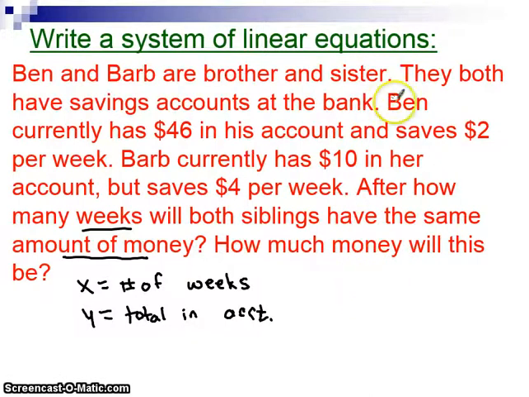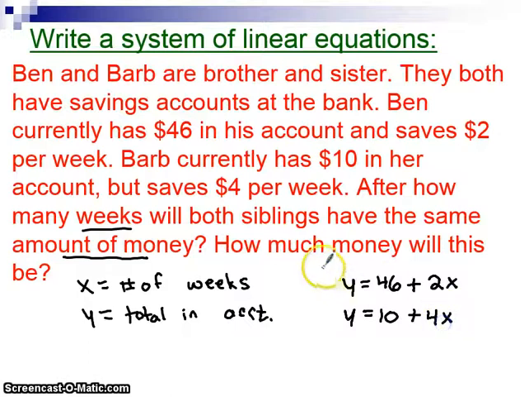So let's start with Ben. Ben currently has, so that's y equals $46 in his account, and so that's plus, saves $2 per, which is multiplication, week, which is x. Now let's go on to Barb. Barb has, so y equals $10 in her account, so that's 10, but saves, so that adds $4 per, which is multiplication, week, which is x. So these two equations represent the comparison between Ben and Barb.